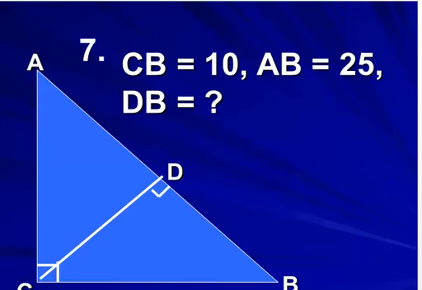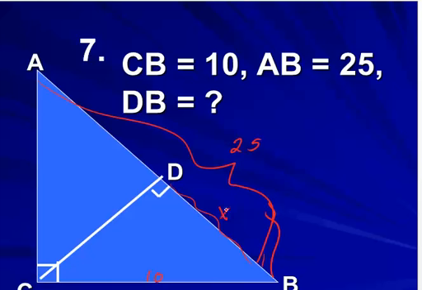Example 7. Again, label your triangle first. CB, okay, CB is the leg that's at the bottom of the screen, is 10. AB, whole hypotenuse, all the way over, is 25. And DB, which is this piece of hypotenuse, is what I'm looking for.